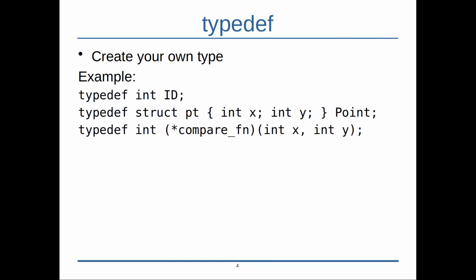Also, you can define a type, like we looked at last time, for a function pointer. Let's say the function has two parameters x and y, and it returns an integer. So let's call this type compare function. So that's how we can define a type for that function.